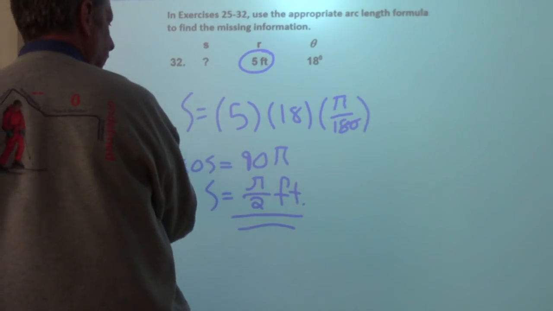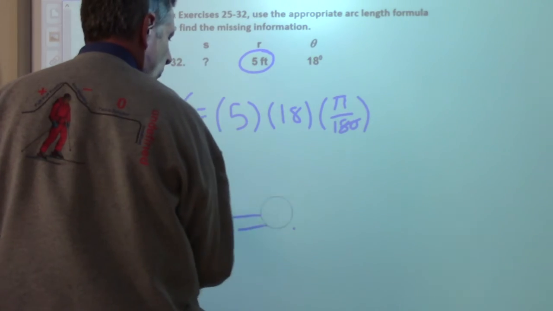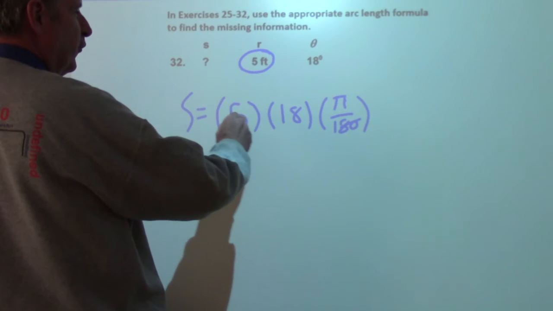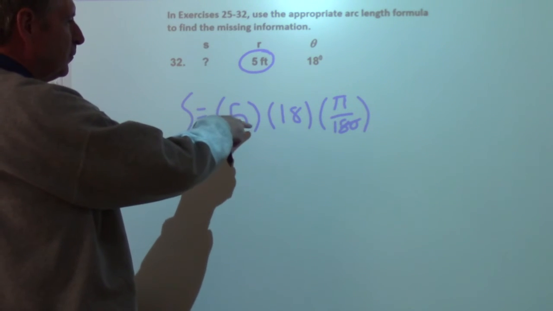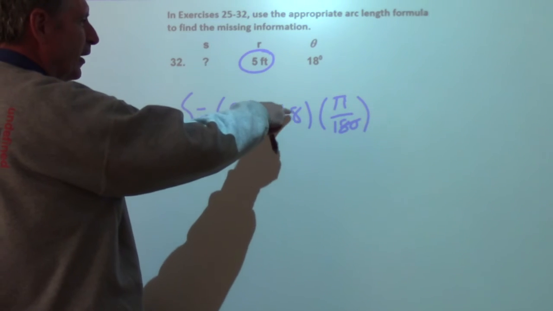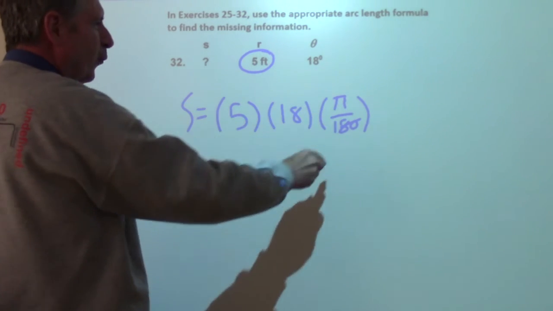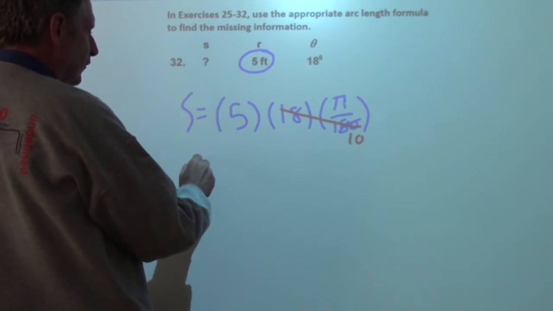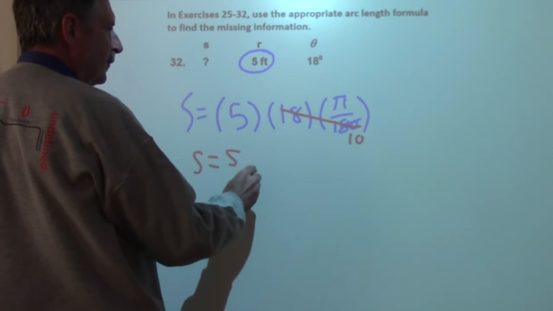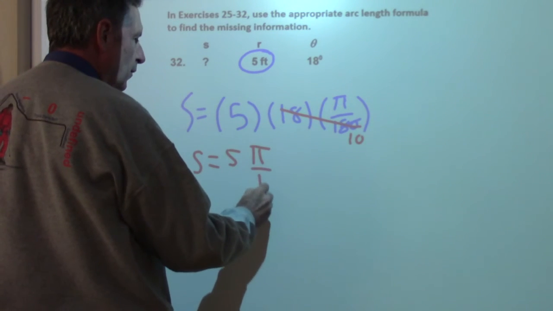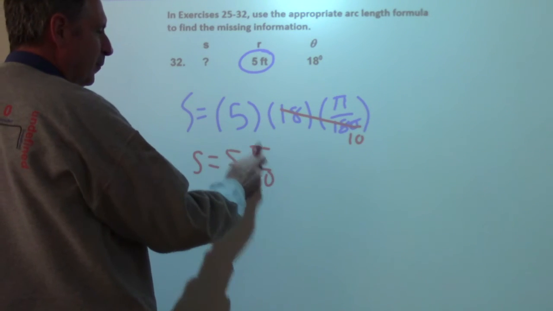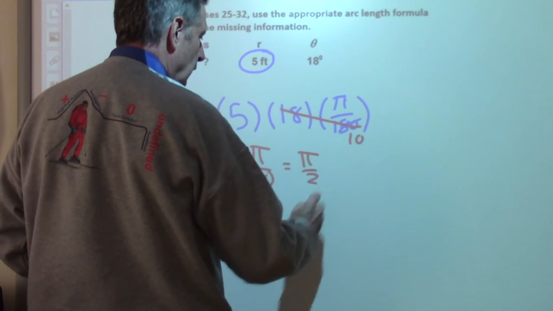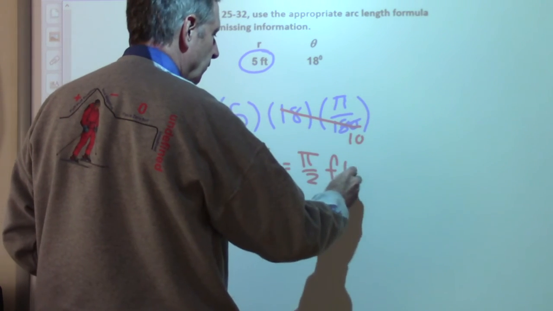I'm just gonna retrace this a little bit, okay? He did get it right. But here's what I do. He's using the right formula, right? s equals radius times radians, which is 18 degrees times pi over 180. Well, this stuff here cancels out to be 10. So we have s is equal to 5 times pi over 10. And 5 over 10 cancels to be over 2. So you get pi over 2. And the units carry over, feet. Okay?